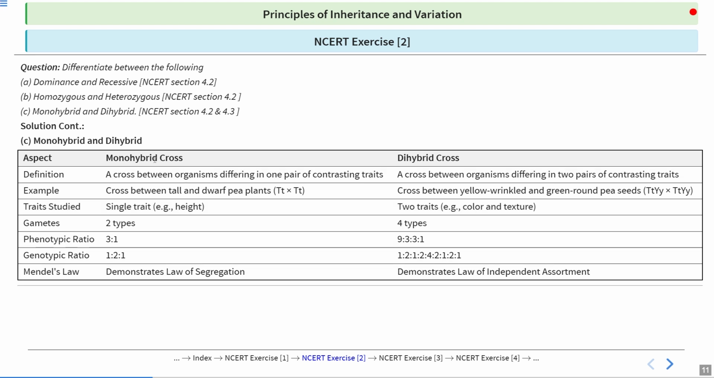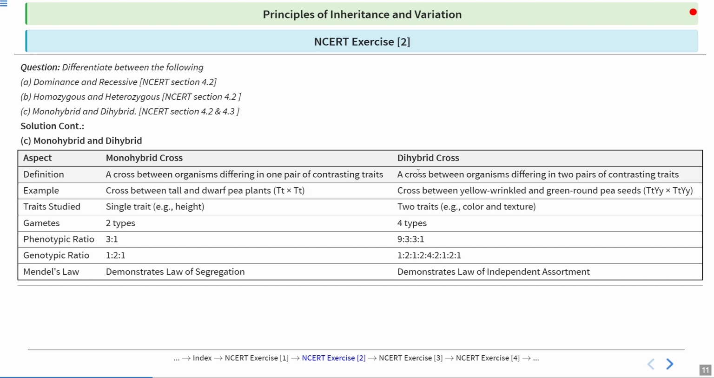Now gametes. In monohybrid crosses, two types of gametes are being produced. In this case, we are crossing two individuals which are heterozygous. So one parent will produce two kinds of gametes. Half of the gametes will carry capital T, half will carry small t. If there was a cross between homozygous dominant and homozygous recessive, then only one gamete will be produced by each parent.